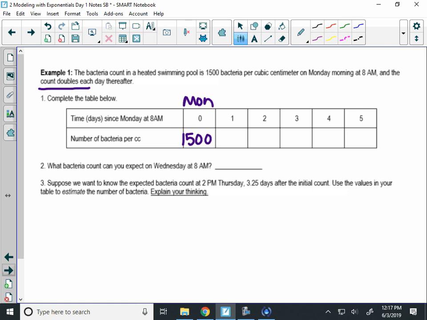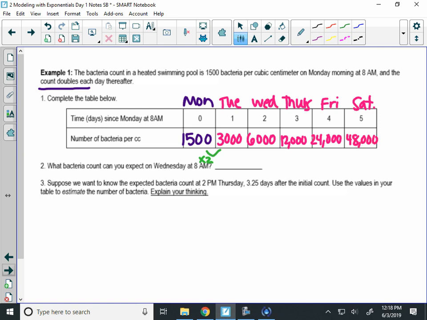Now if you're doubling every day, that means that you're multiplying by 2. So 1,500 times 2 is going to be 3,000. And then we're going to keep doubling. So 3,000 times 2 is 6,000 bacteria. That would be on Wednesday. So here we're at Tuesday, Wednesday. On Thursday, the double of 6,000 is 12,000. By Friday, you have 24,000. And then on Saturday, the double of 24,000 is 48,000 bacteria.